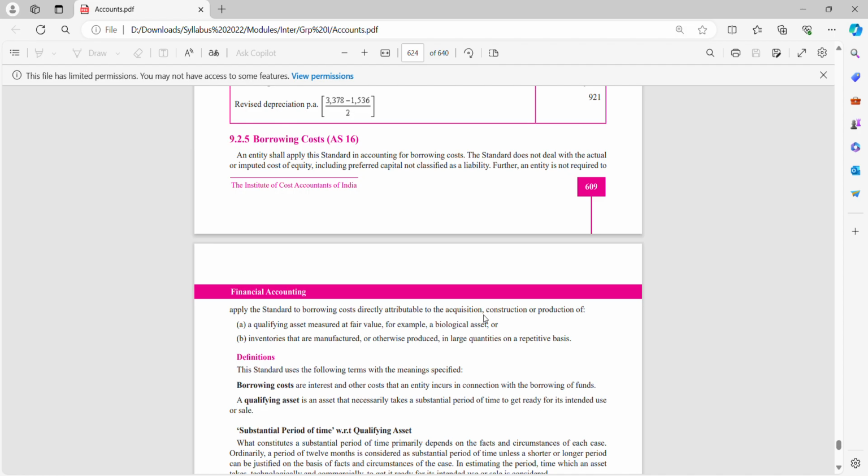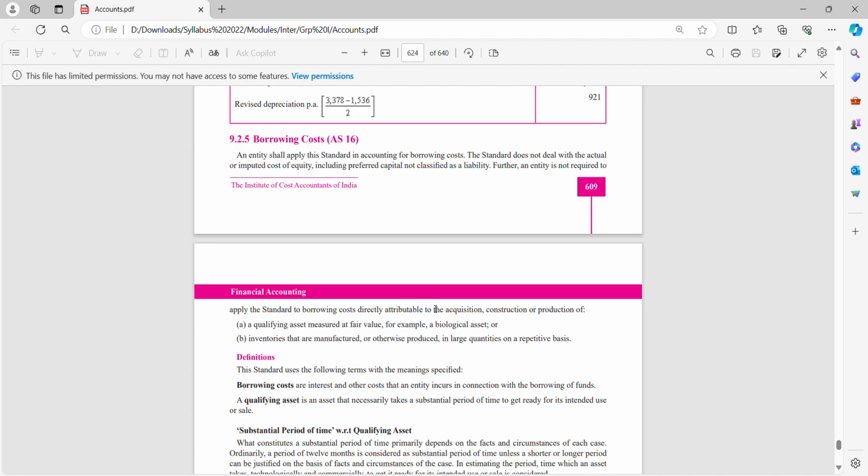Further, an entity is not required to apply the standard to borrowing costs directly attributable to the acquisition or construction or production of a qualifying asset measured at fair value. For example, a biological asset, or inventories that are manufactured or otherwise produced in large quantities on a repetitive basis. So we have an entity, and that entity shall apply the standard in accounting for borrowing cost. What is the standard not dealing with? They have given you that, three to four points there.